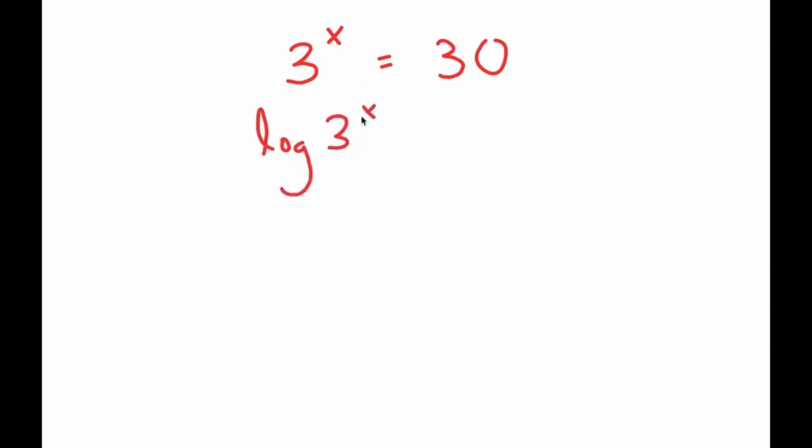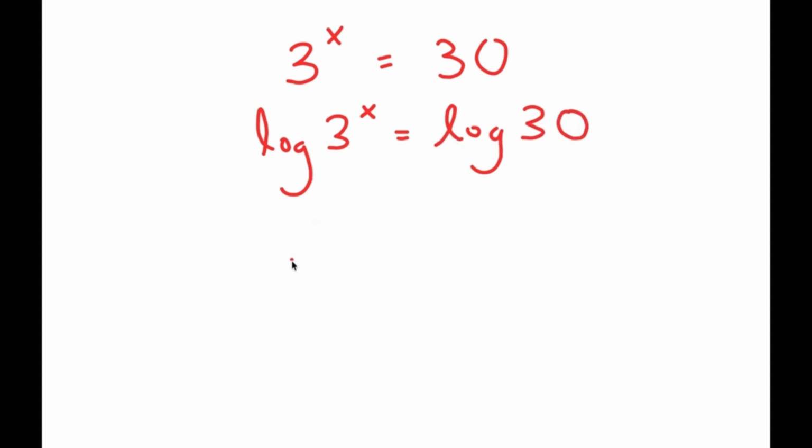Alright, so in this video, I'm going to solve the equation 3 to the power of x is equal to 30. To solve this equation, I'm going to start by taking the log on both sides. So I get log of 3 to the power of x is equal to log of 30.